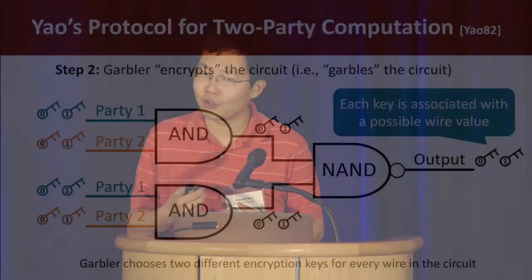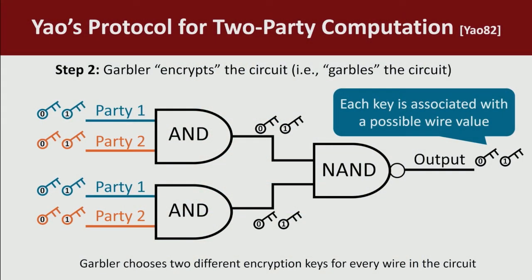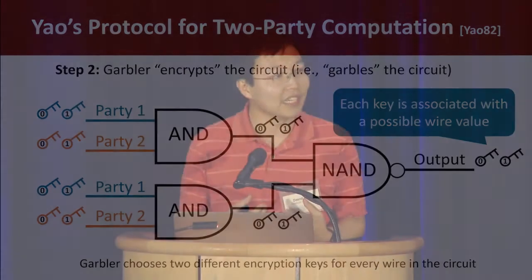Why two keys? Well, essentially, each key is going to be associated with a particular value that can be the value of that particular wire. We're talking about Boolean circuits, so all of the inputs are binary values, so 0, 1 values, and all of the intermediate wires, as you evaluate each gate of the circuit, are also 0, 1 values. So each key can be associated with one single wire value. That's why we have two keys for each wire, one for the value 0 for that wire, one for the value 1 for that particular wire.